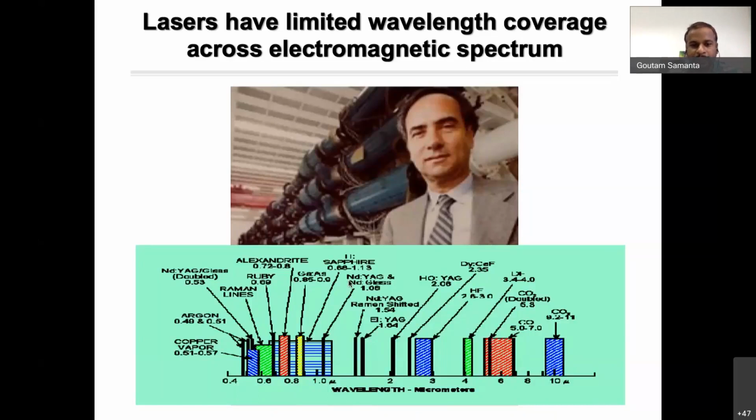That is very important to know: it's not possible to get laser wavelength at any wavelength you want. Because you cannot really find a laser gain medium which has all the features of lasers while the wavelength falls anywhere you want. That's why in the laser market, whatever is available, the coverage is very discrete, and there is a huge gap in the electromagnetic spectrum where you cannot get any laser system.